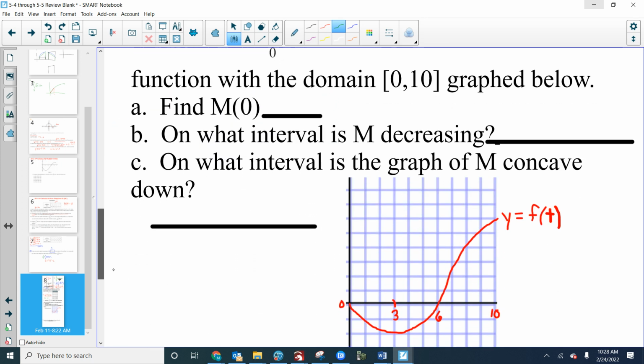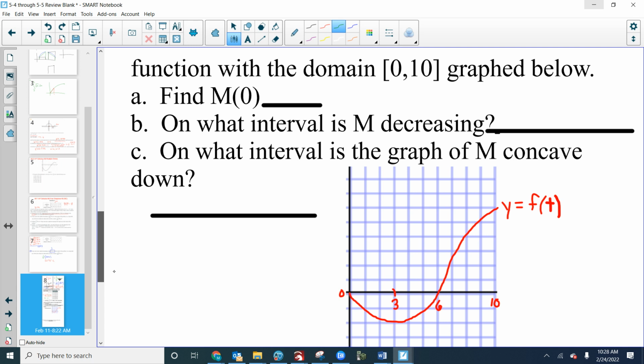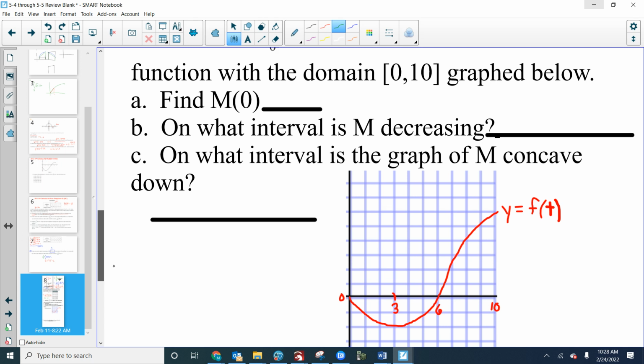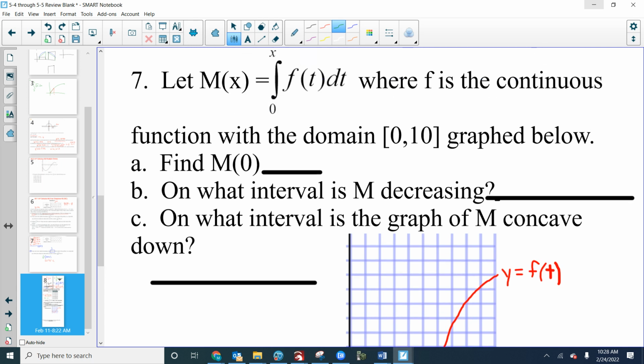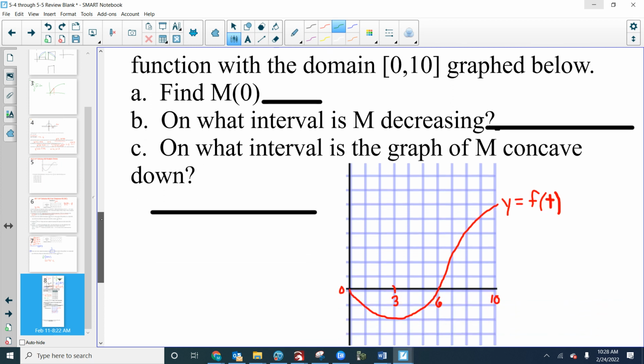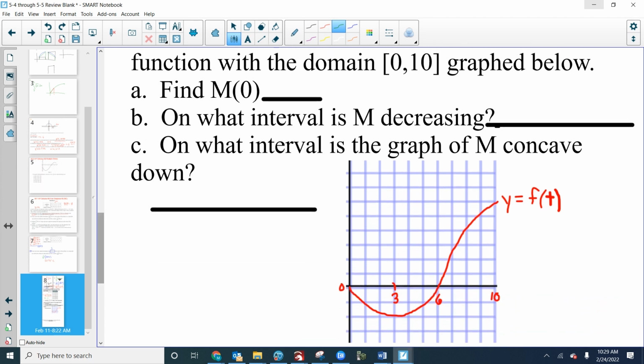All right. So I'm going to show you the graph. M is defined as the integral from 0 to x. Go ahead and work together to get those. We'll go over it in just a minute, and then we'll start our quiz. How many of you already attempted this last night?